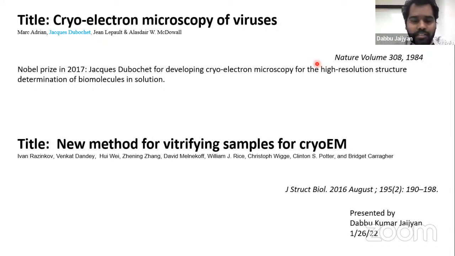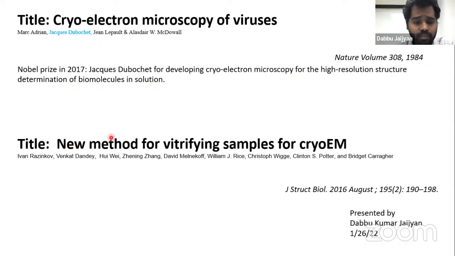So in today's presentation, I will be presenting two papers. The title of the first paper is Cryo-Electron Microscopy of Viruses. This paper was published in Nature in 1984. I would like to mention that the authors of this paper were Marc Adrian and Jacques Dubochet. I would also like to mention that Dubochet got the Nobel Prize in 2017 for developing cryo-electron microscopy for high-resolution structure determination of biomolecules in solution.